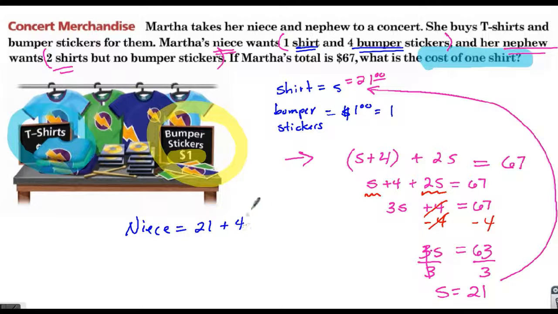Okay? Now for her nephew, so I'll write nephew over here. He wanted 2 shirts and no bumper stickers. Well, 2 shirts are worth $21, or 2 times 21. Well, that adds up to $42. So all we want to do is, do these two add up to $67? So we're going to go ahead and just confirm that. We're going to go ahead and add the values of 25 and 42. So 5 and 2 is 7, and 4 and 2 is 6. So that means it does add up to 67. So that confirms that our answers are correct.